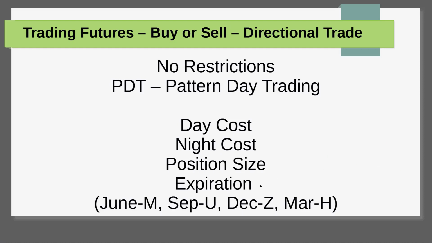The other thing is expiration. They are contracts, so you do have expirations. Future contracts have expirations four times a year. You have a June expiration, September expiration, December expiration, and a March expiration. They're designated by these letters: M, U, Z, and H. So you have to be aware of what contract you're trading.